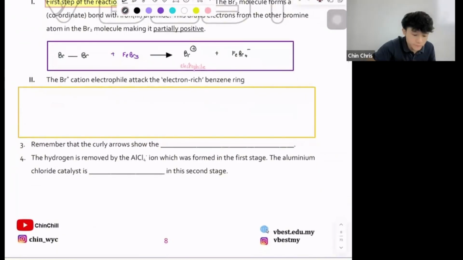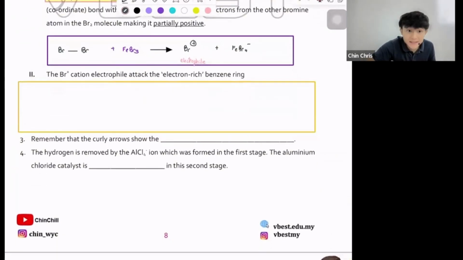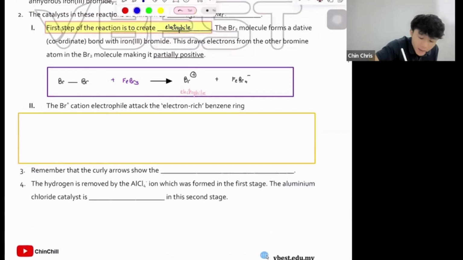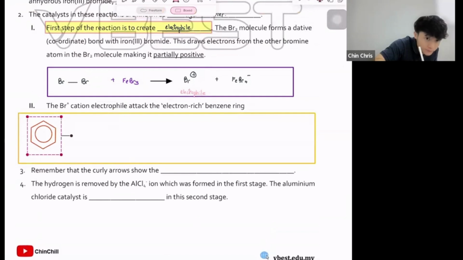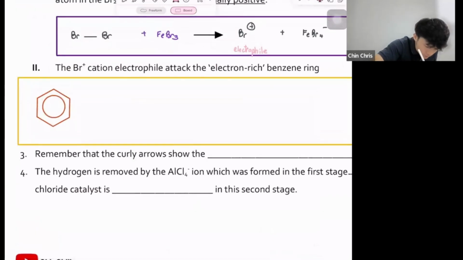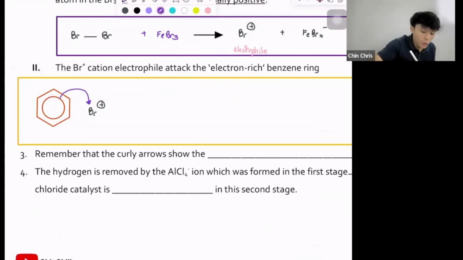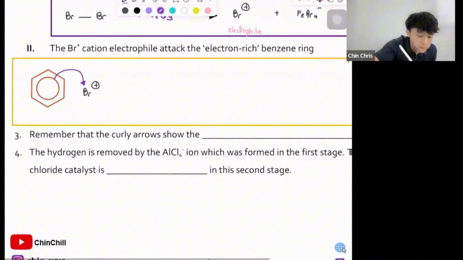The Br plus cation attacks the electron-rich benzene ring. So once you have a Br plus, it can attack the benzene ring. Let's look at it. I have a benzene ring, and if I put a Br plus here, it's going to attack the benzene ring. When you're drawing the arrow, it's always from the ring to your Br, because the arrow always represents the direction of electron flow. So the electrons flow from the ring to the Br plus. Understand?